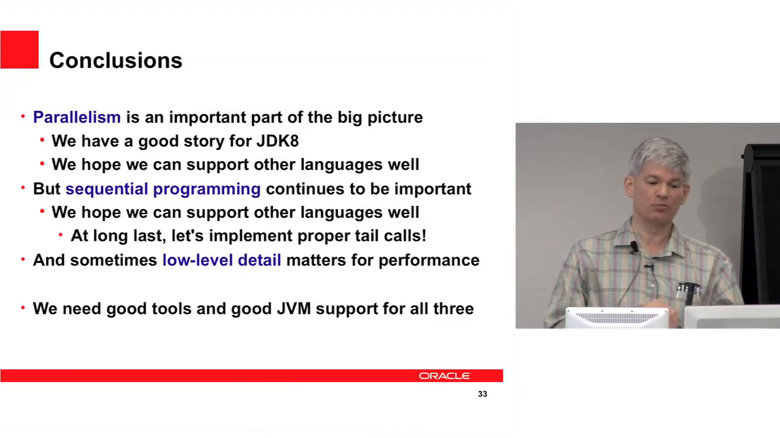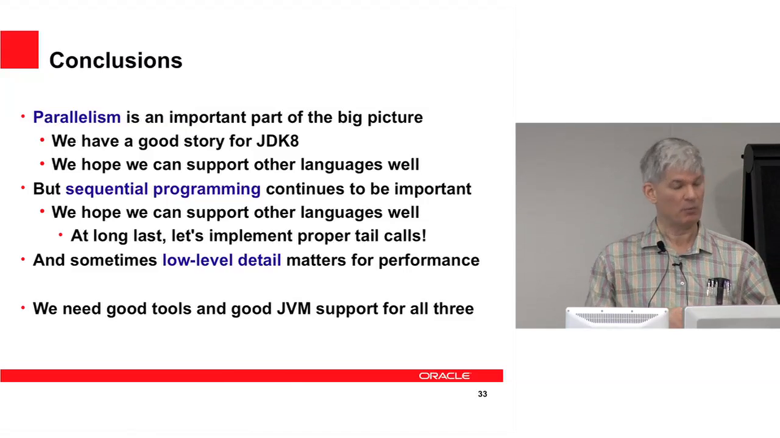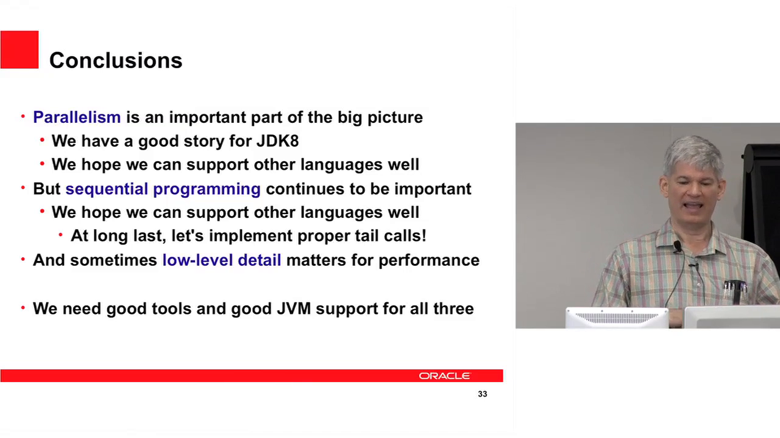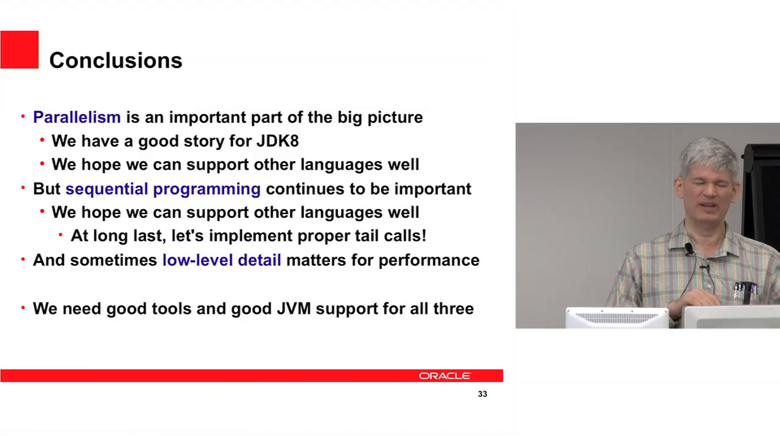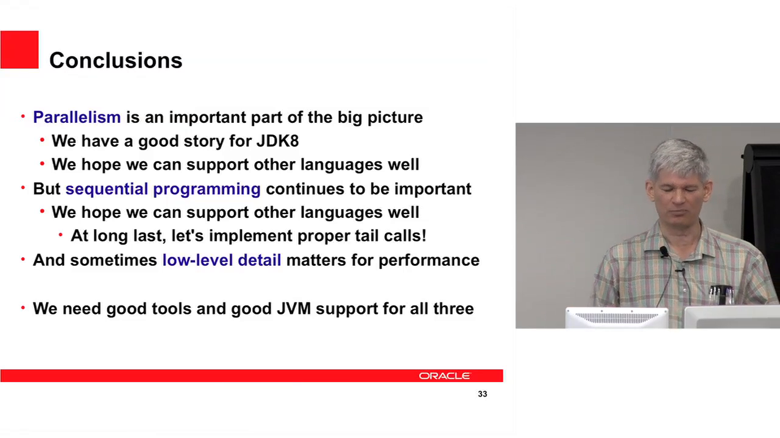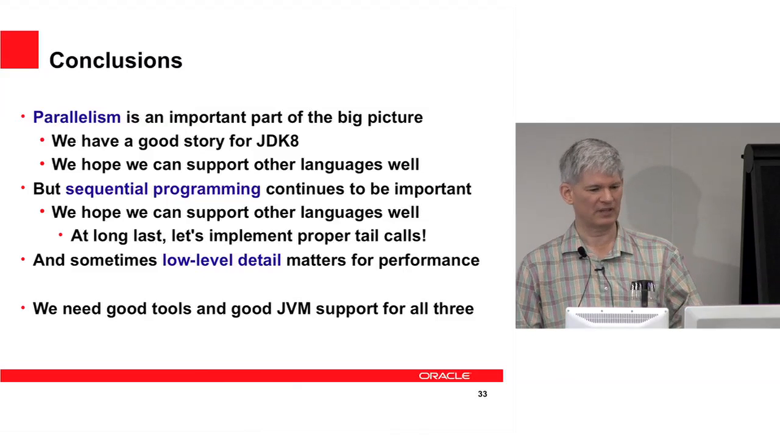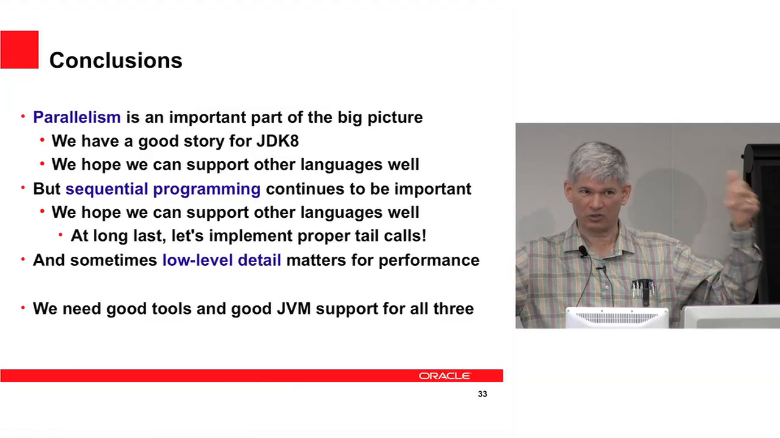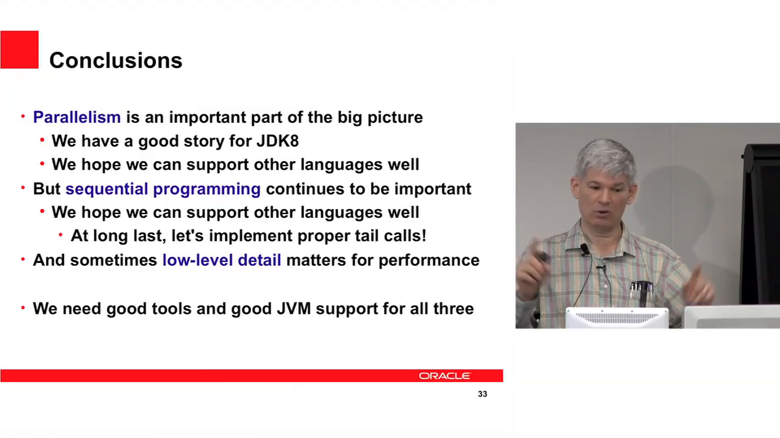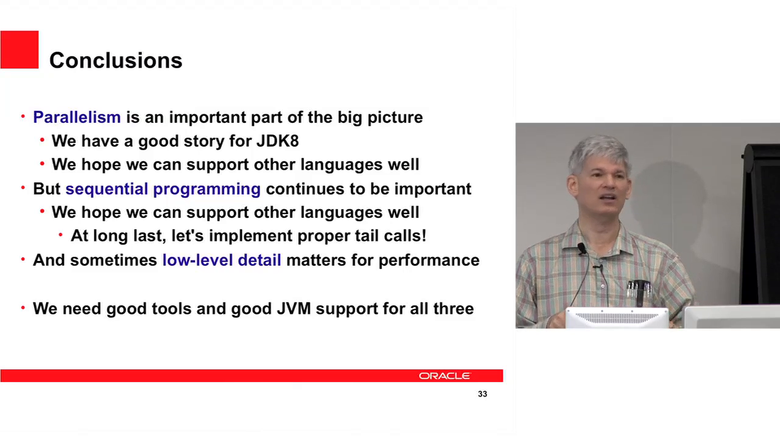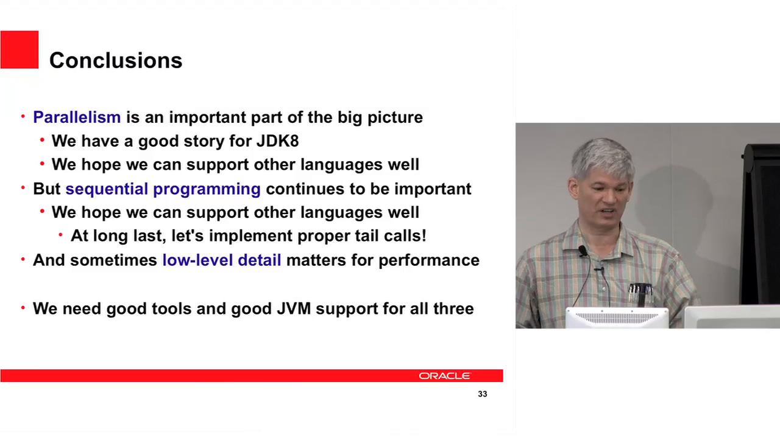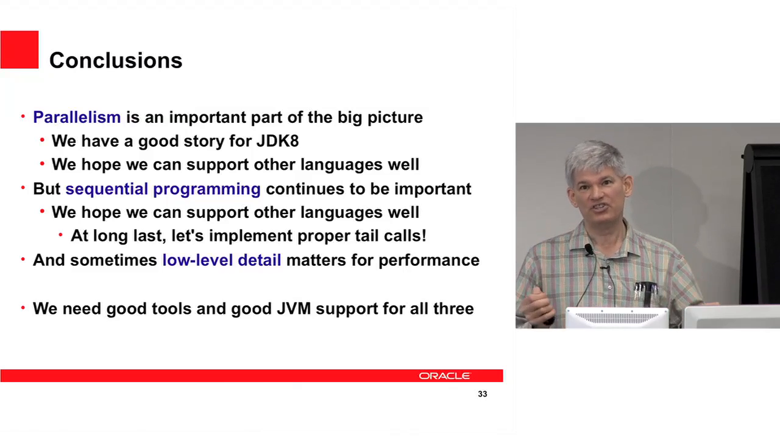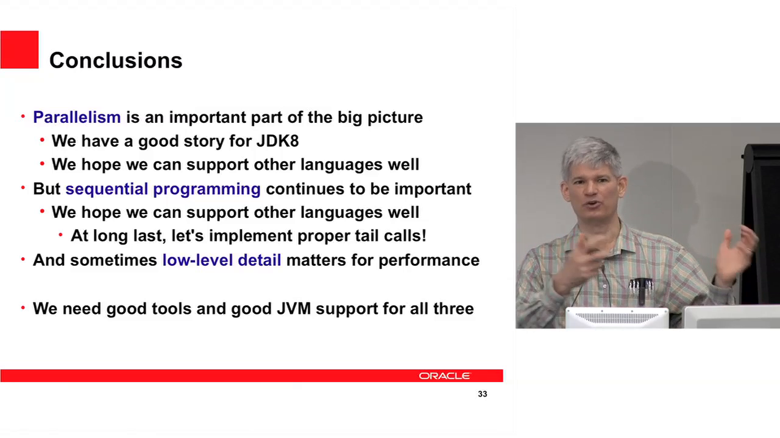On the other hand, sequential programming also continues to be important, and we hope we can support other languages as well. And if at last we implement proper tail calls, that will be one more step towards supporting good sequential styles of programming for particular kinds of applications. So parallelism, big picture, sequential programming, big picture, but also low-level detail can sometimes really matter. You don't want to worry about it too often, but when it does and you can get that extra 12%, that's really satisfying. We need good tools, good JVM support for all three, and I'm hoping to hear a lot more about all three of these topics during the remainder of this conference.